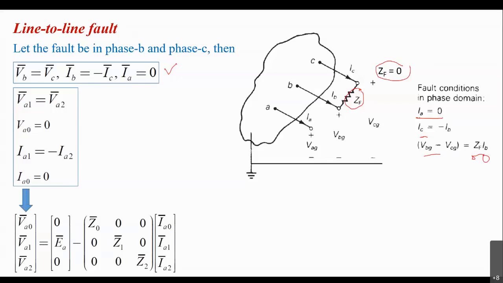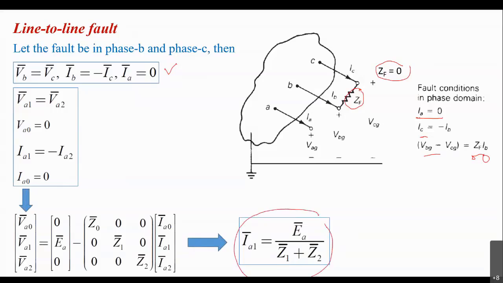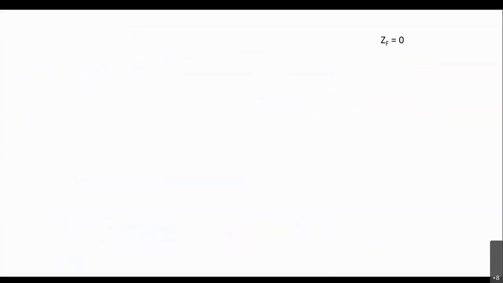Now if I substitute the above equations in the network equation, we'll find this equation, that is IA1 equal to EA by Z1 plus Z2. So from this equation, after finding IA1, you can find IA2 and IA0, which can be used to find the fault current, which is the line-to-line fault current between phase B and phase C.